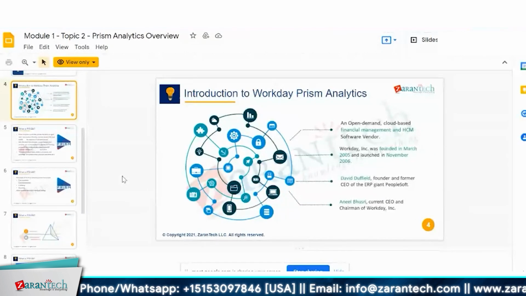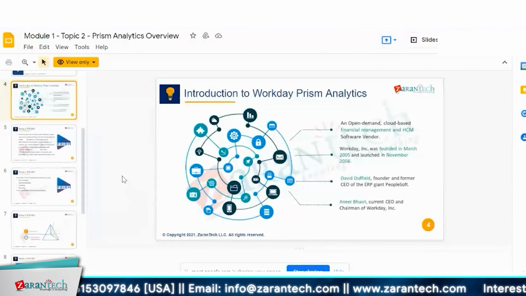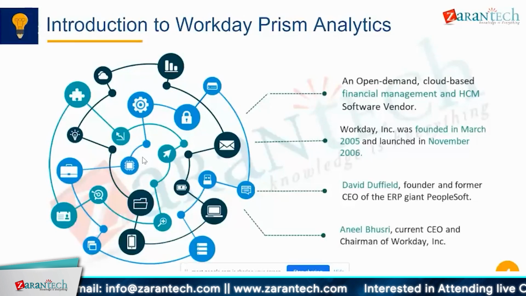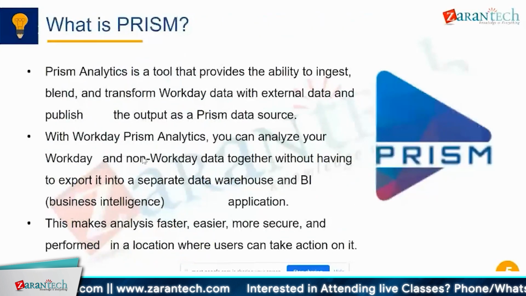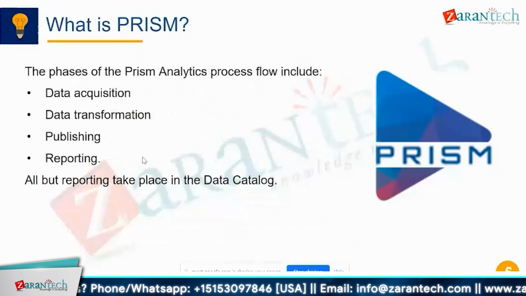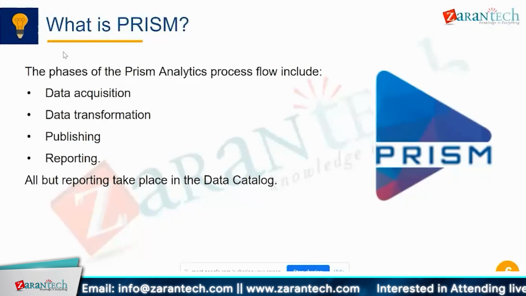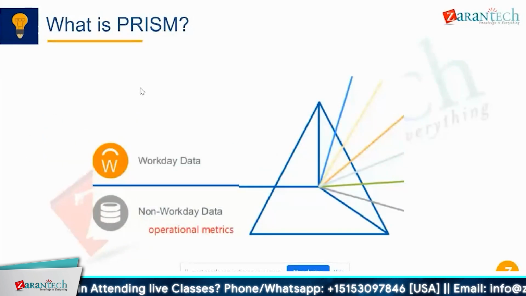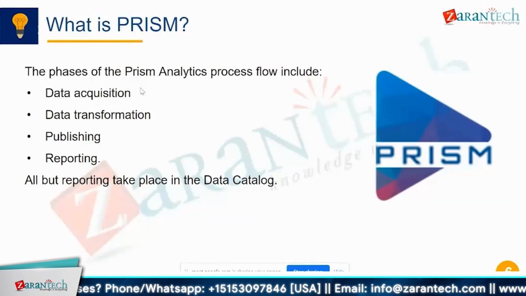But before that, let me cover some more important things on the Prism side. We already discussed what Workday Prism is. There's a definition, just for the theoretical part. Data acquisition, which we can do on a BDS. Okay, that is called data acquisition. There are three types of data acquisition you can do: by external file, by SFTP, or by custom report.